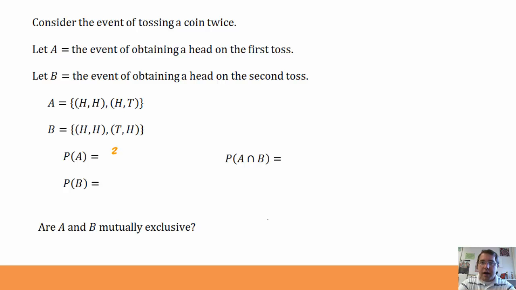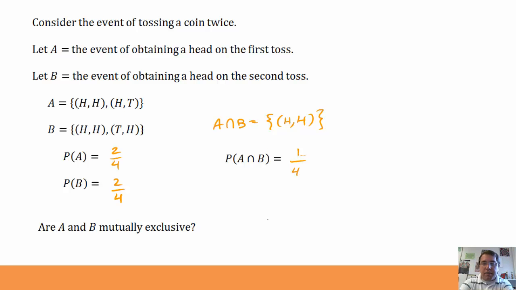So the probability of A is 2 out of 4. There are 2 things in A. There are 4 possible outcomes total in my sample space. Probability of B is also 2 out of 4. 2 things in B divided by 4 things in the sample space. Now the probability of A intersect B, well, the set A intersect B is one element. It is head on the first toss, head on the second toss. That is HH. So the probability of A intersect B is 1 divided by 4. One element in the intersection divided by 4 things in the sample space.